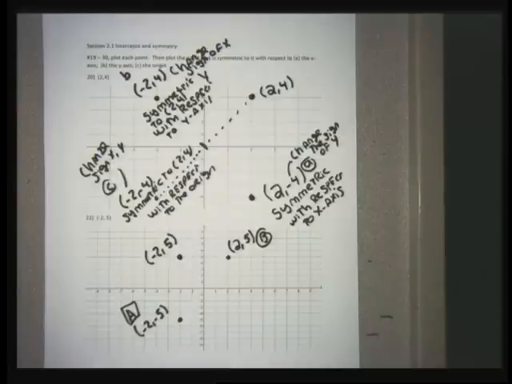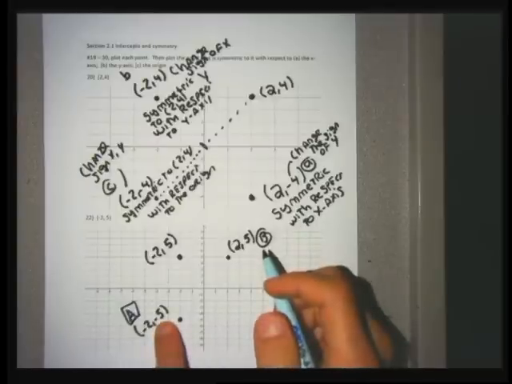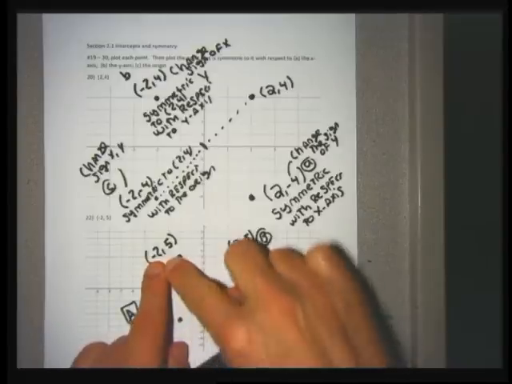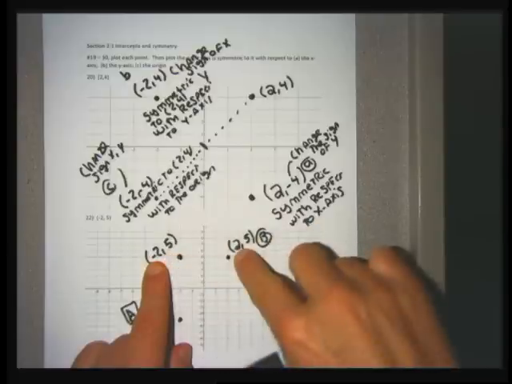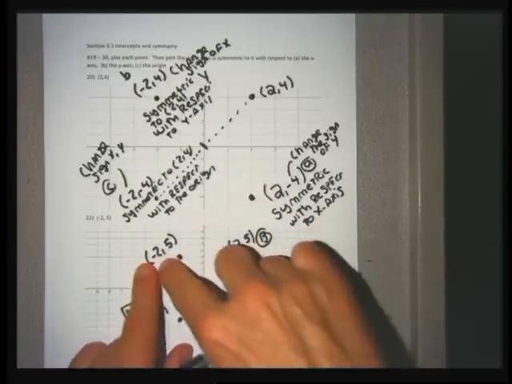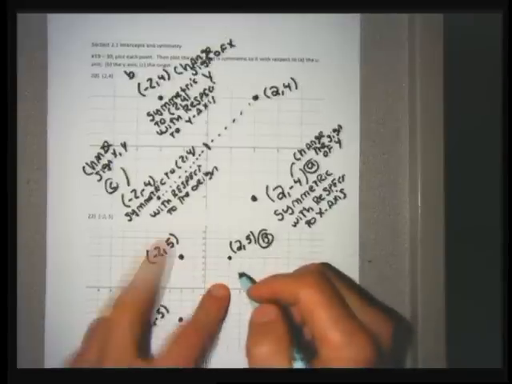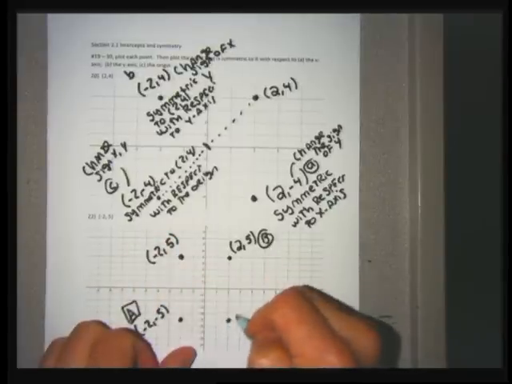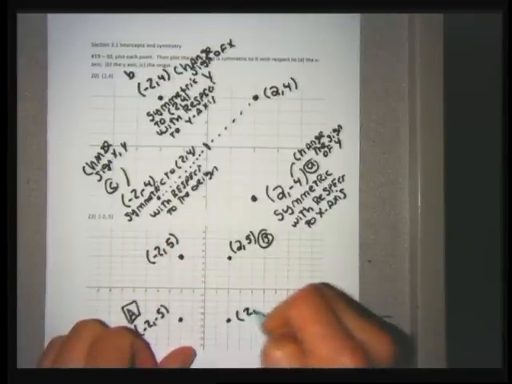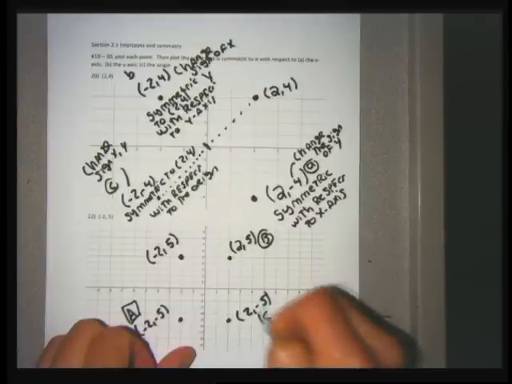And the last part, C, to find the point with respect to the origin, I changed both signs. So for the symmetric to the x-axis, I changed the sign of the y from 5 to -5. Symmetric to the y-axis, I change the sign of the x from -2 to +2. Symmetric to the origin, I change both signs. I change the -2 to +2, the +5 to -5. And that's going to be the answer to part C.